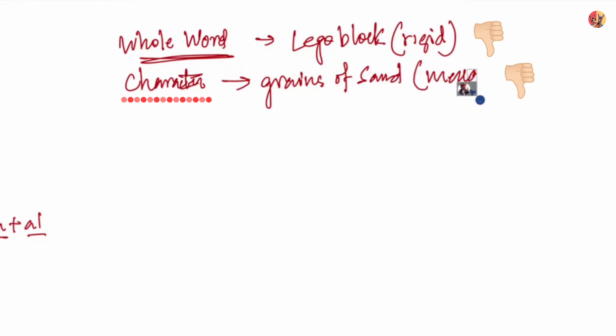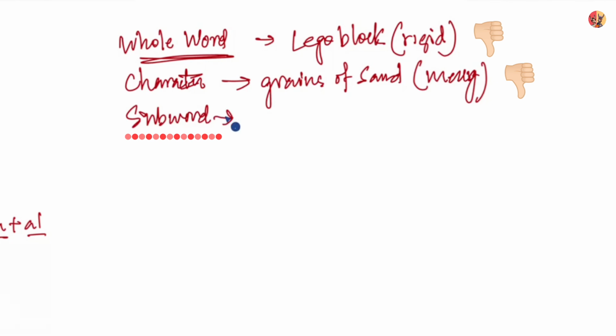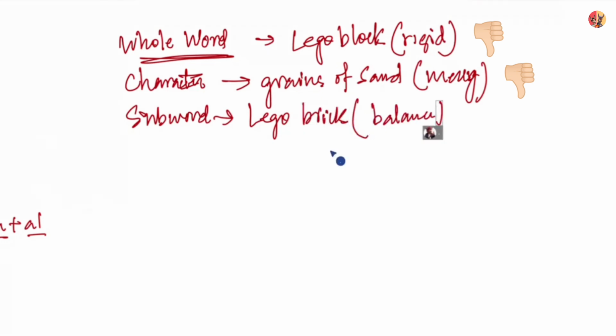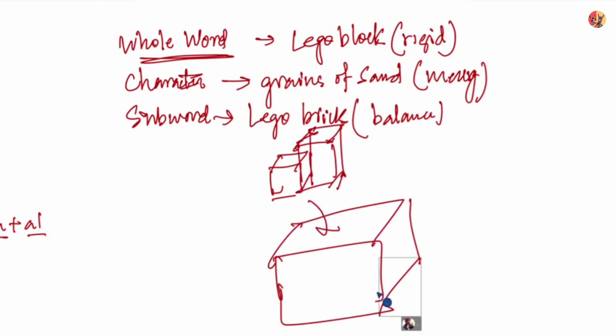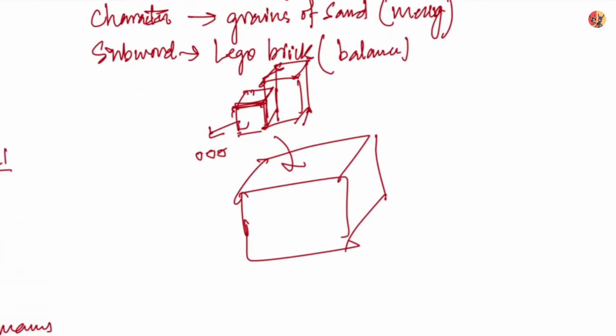The last one is the subword. This is more balanced because you can treat it like a Lego brick, which means you can strike some balance. You can take a brick out, remove this, maybe add a different brick. But if it is a big block, you can't do anything with it. So tokenization is like choosing the right Lego size, if you sum it up.